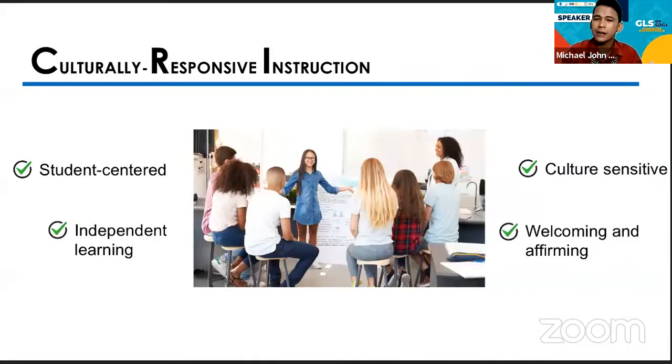Why? Because CRI, or culturally responsive instruction, is a student-centered approach which promotes independent learning. And not just independent learning, but also culture sensitivity. Not just that, but it also offers a welcoming and affirming learning environment. About these sub-concepts, it allows you students to freely express your ideas in front of the class, because you are taught to recognize and respect others' viewpoints.